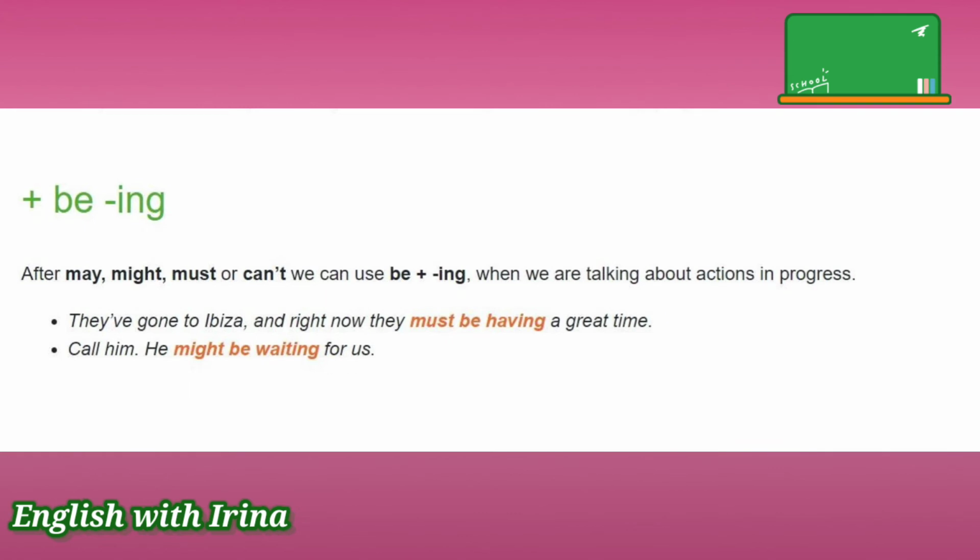Modal verb plus be plus ing. After may, might, must or can't, we can use be plus ing when we are talking about actions in progress. They've gone to Ibiza, and right now they must be having a great time. Call him. He might be waiting for us.